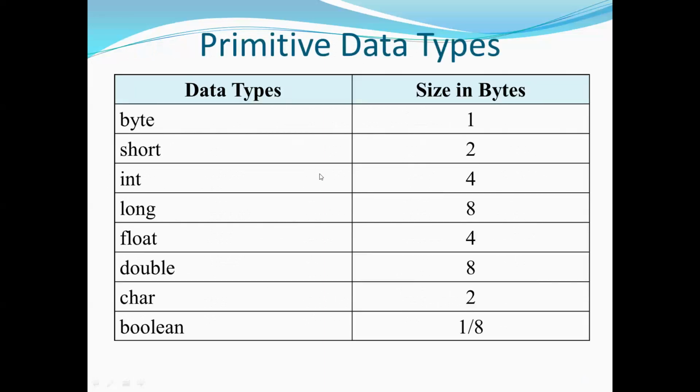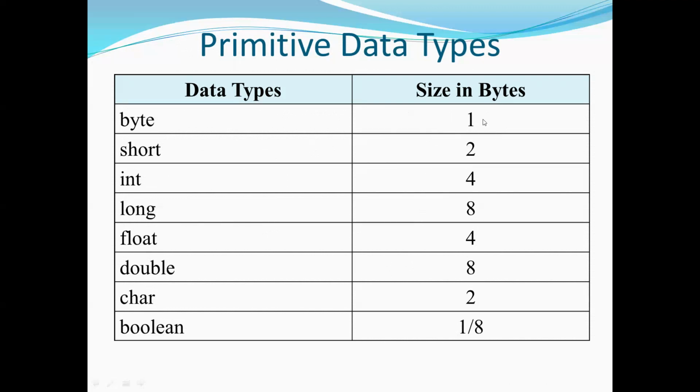I will tell you what a literal is, but first just look at the primitive data types. These are the data types which come under the category of primitive. Java has 8 primitive data types: byte, short, int, long, float, double, char, and boolean. And as you can see, the size of every data type is mentioned here.